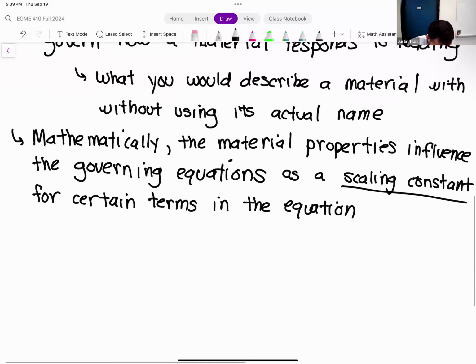Okay, and so just like with the meshing, just like with the boundary conditions, in order for your finite element simulation to be accurate and reliable, you need to select the proper material or the proper material properties that model your physical system.